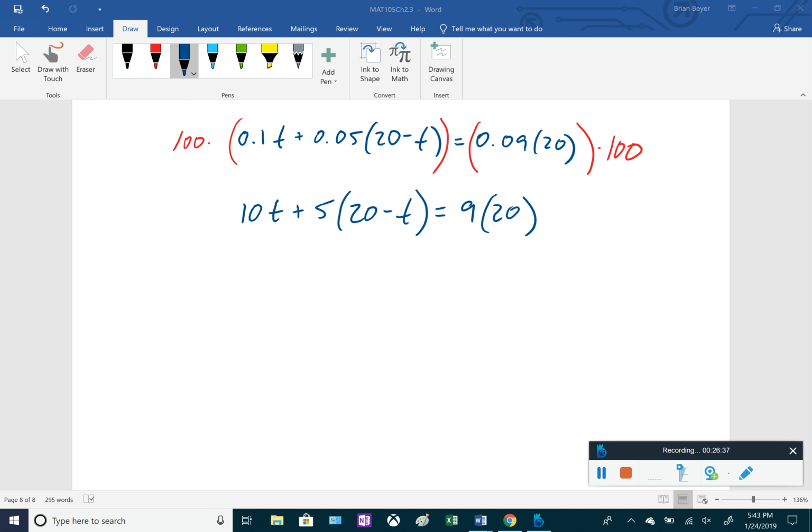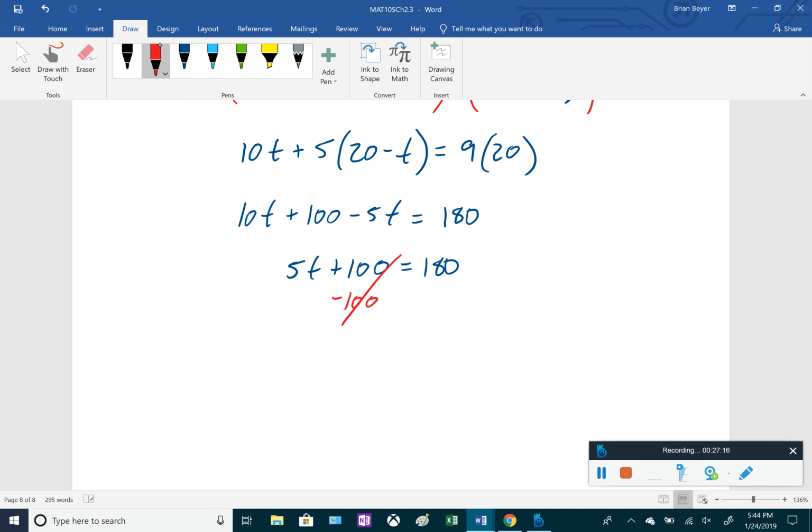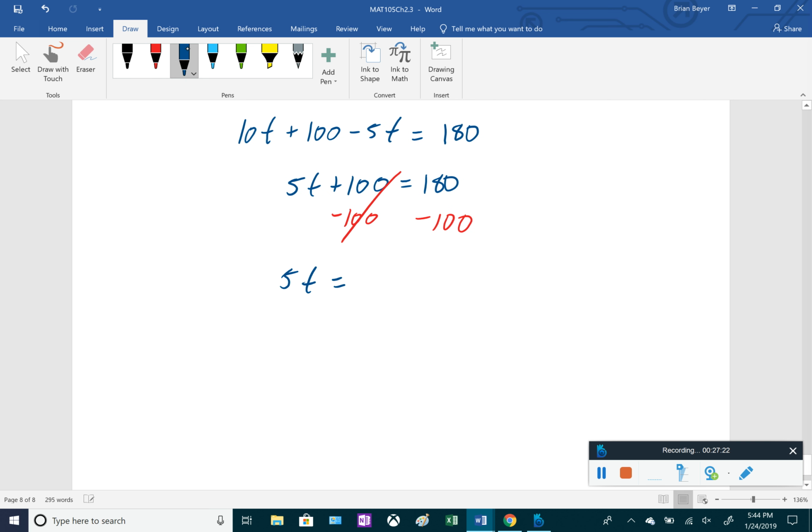So let's just solve it like we normally would. On the left, we have to distribute the 5. So 10t plus 100 minus 5t. And on the right, we just multiply 9 times 20. 9 times 20 is going to give us 180. Let's combine like terms on the left. 10t minus 5t is 5t. Subtract 100 on both sides. So we end up getting 5t equals 80. Divide both sides by 5.